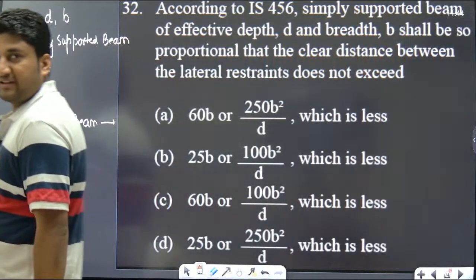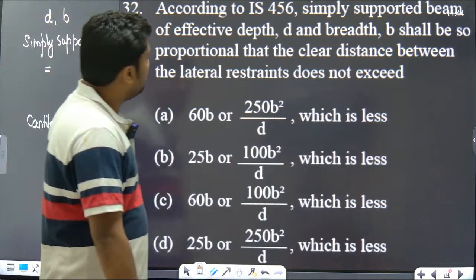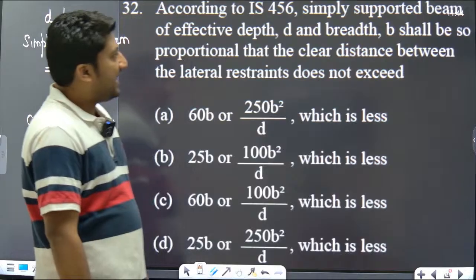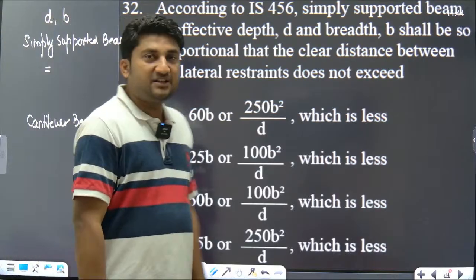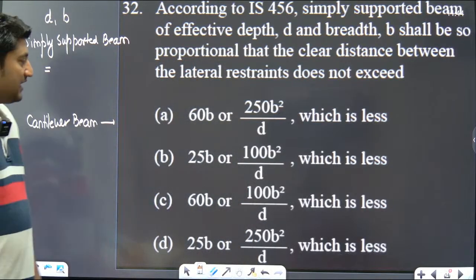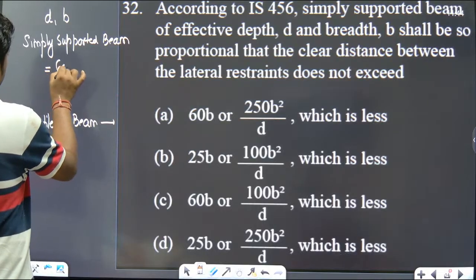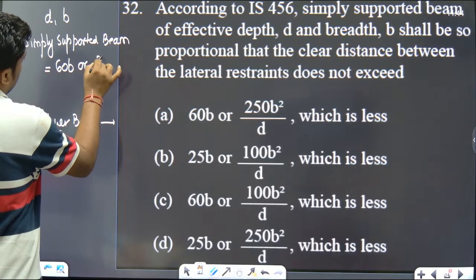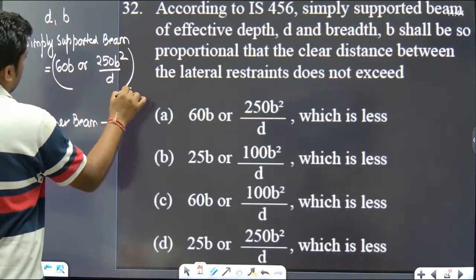Let's make a figure of this. The correct answer here is, according to IS 456, a simply supported beam of effective depth D and width B shall be so proportioned that the clear distance between lateral restraints does not exceed, you can see very carefully, for a simply supported beam, it should not be more than 60B or 250B square by D, whichever is less. The lesser value, the minimum value.